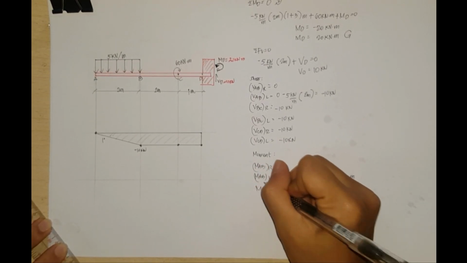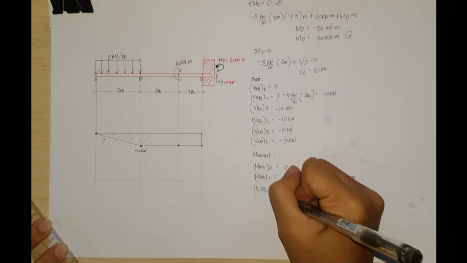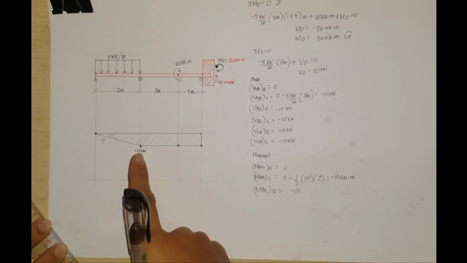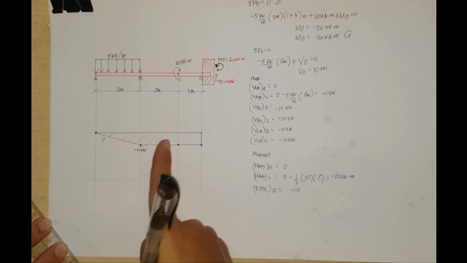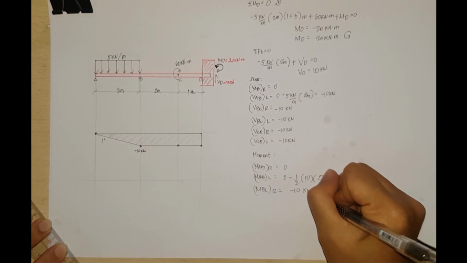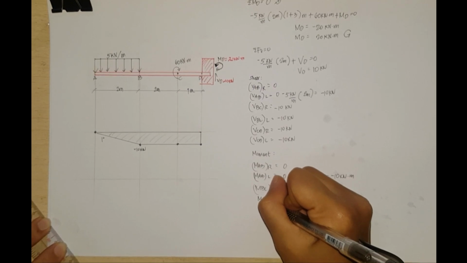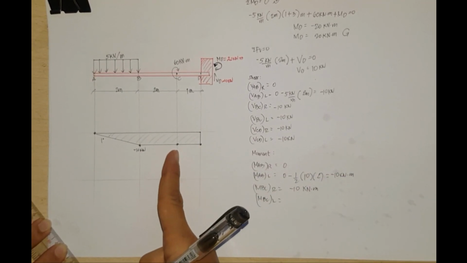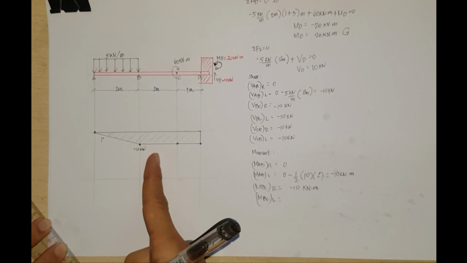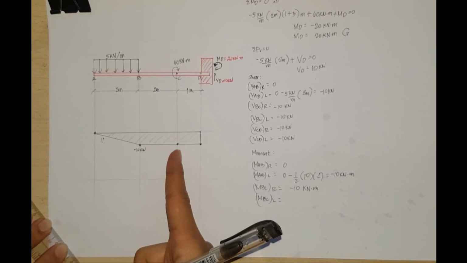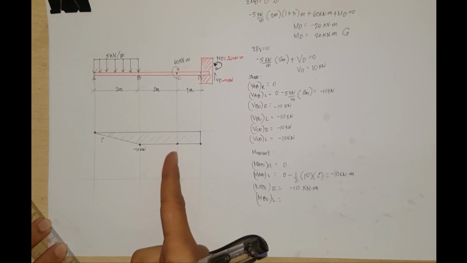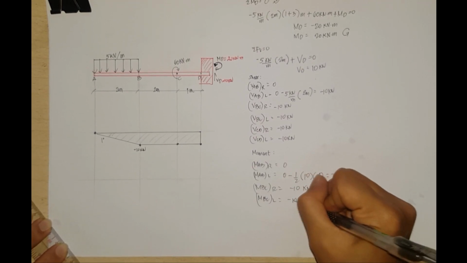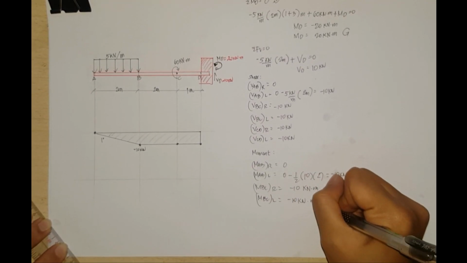And then, let's proceed to the next segment, which is BC right. So, we copy negative 10. Is there any moment at this part? There is no moment, so it retains. And then, MBC left, this part. Is there any area at this part? The area of our shear diagram is equal to negative 10 kilonewton meter.